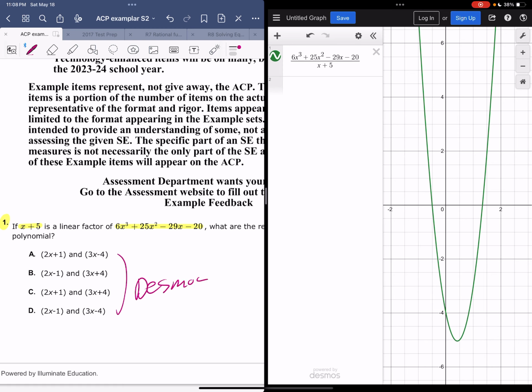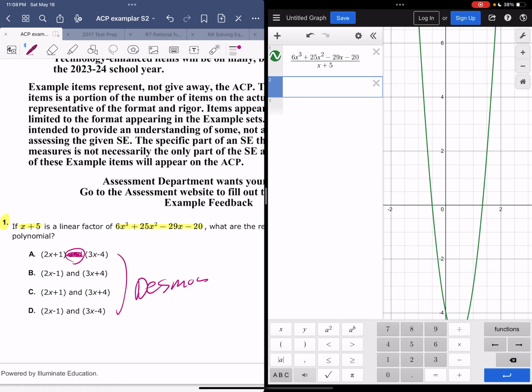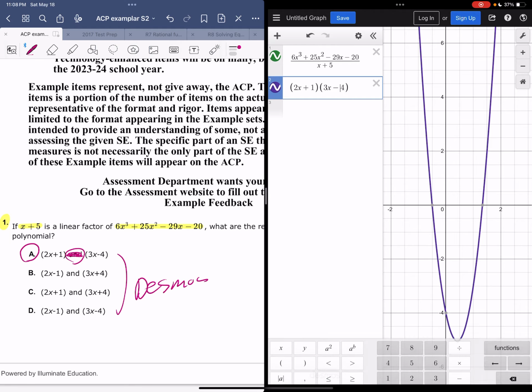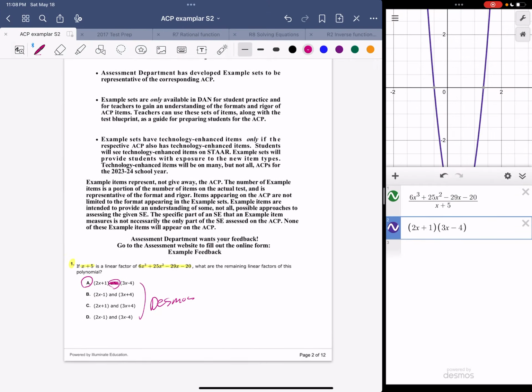Now, again, you cannot put English into Desmos, so I'm going to skip this portion, which means I will just put it like this: 2x plus 1, 3x minus 4, like that. And we're lucky. Do you see the first one, they are exactly matching like that? So our answer to this question is going to be A. So what you have to do is you only find something that matches.